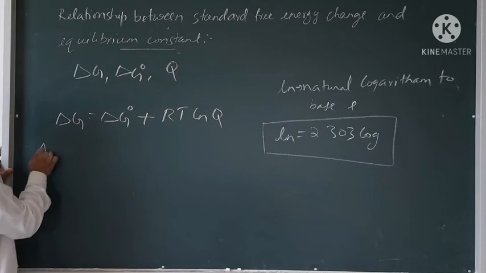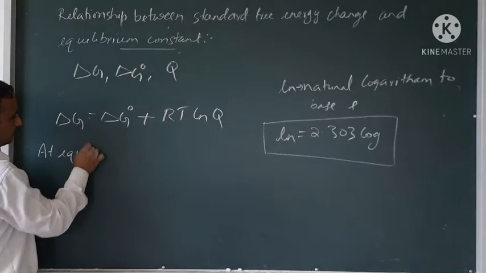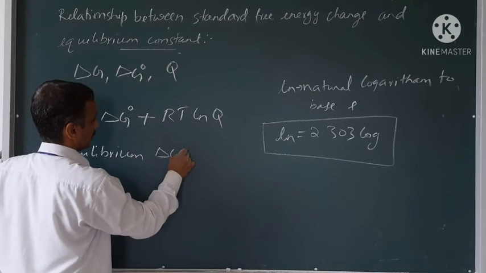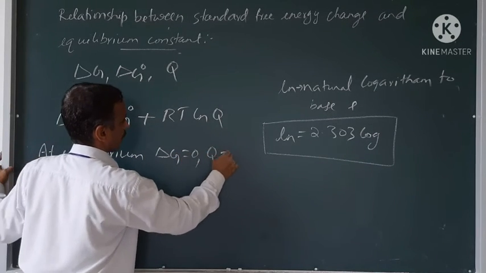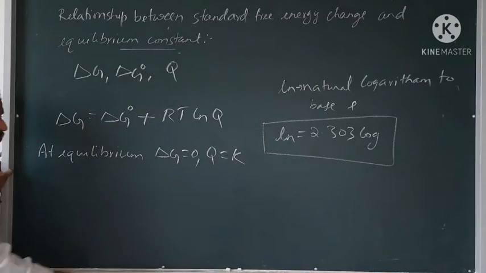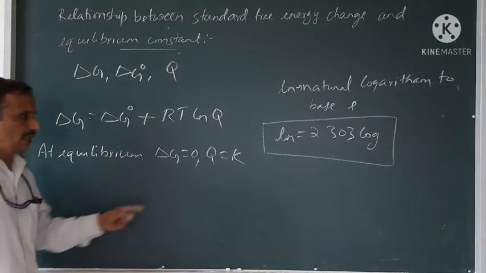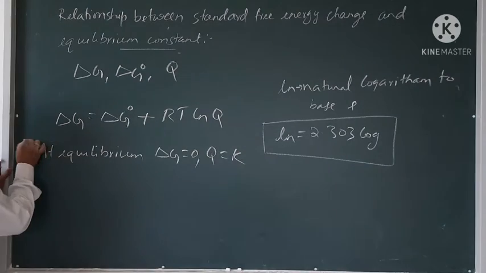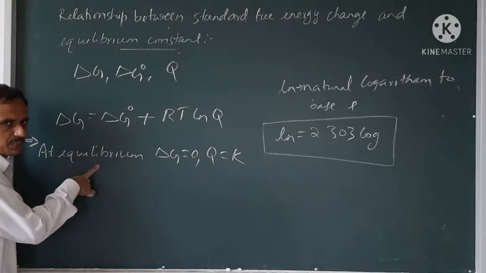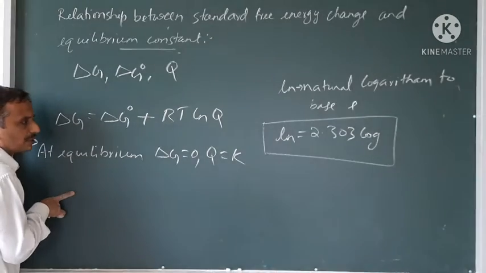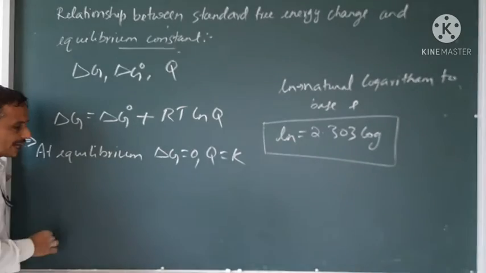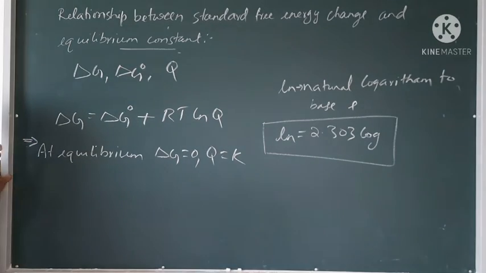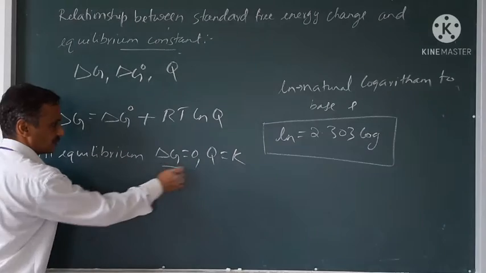Now, at equilibrium, delta G is 0 and Q is K. The free energy change is 0 and the reaction quotient becomes the equilibrium constant. From this concept, sometimes a question can come in competitive exams. At equilibrium, A. Standard free energy change is 0. No. B. Free energy change is 0. Yes.